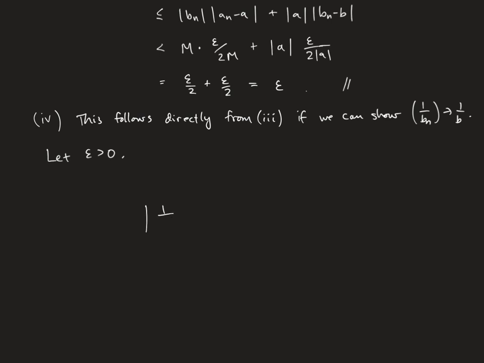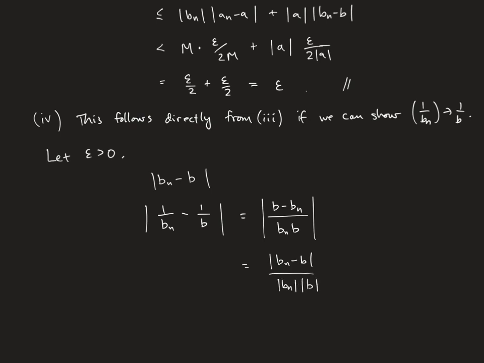So we're trying to control the distance between 1 over bn and 1 over b, and all we know is that bn goes to b. So we can control the absolute value of bn minus b, and with that, we're trying to control this absolute value. Standard algebra here would be to combine these two fractions, just do the obvious algebra. We have (b − bn) over (bn times b), and taking the absolute value, that's the absolute value of bn minus b over the absolute value of bn times the absolute value of b.